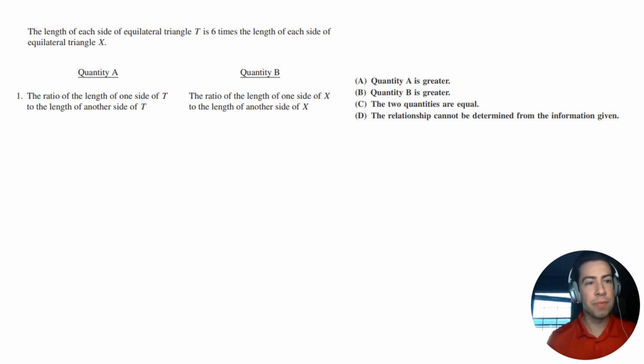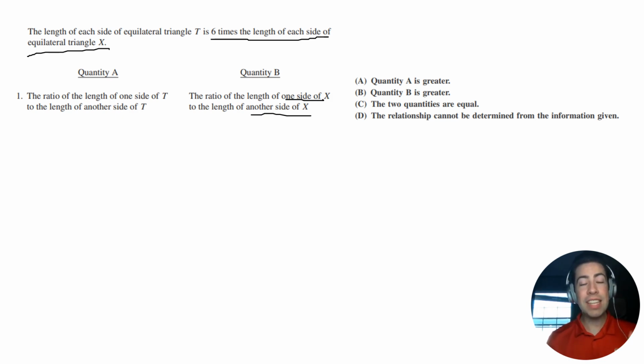So let me start by reading the question. The length of each side of equilateral triangle T is 6 times the length of each side of equilateral triangle X. And then our quantity A, we have the ratio of the length of one side of T to the length of another side of T. And then for quantity B, we have the ratio of the length of one side of X to the length of another side of X, okay?